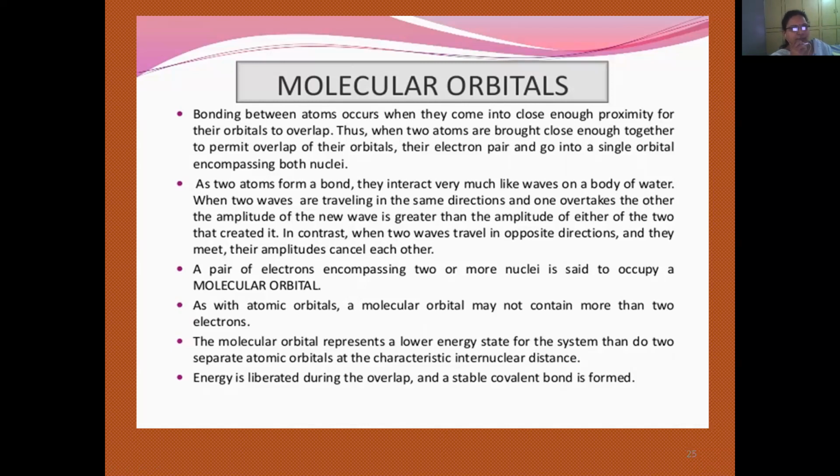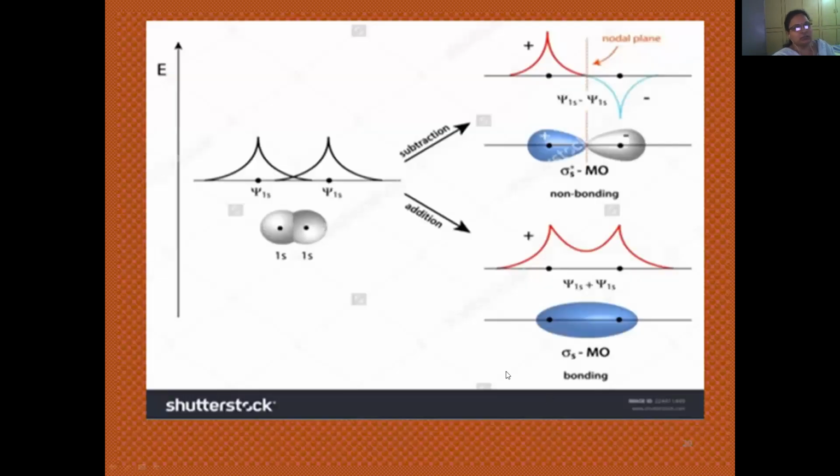A pair of electrons encompassing two or more nuclei is said to occupy a molecular orbital. These molecular orbitals represent a lower energy state than two separate atomic orbitals, right? Energy is liberated during the overlap and a stable covalent bond is formed.